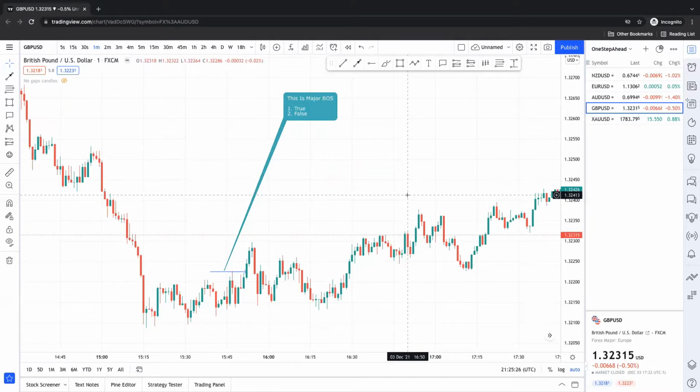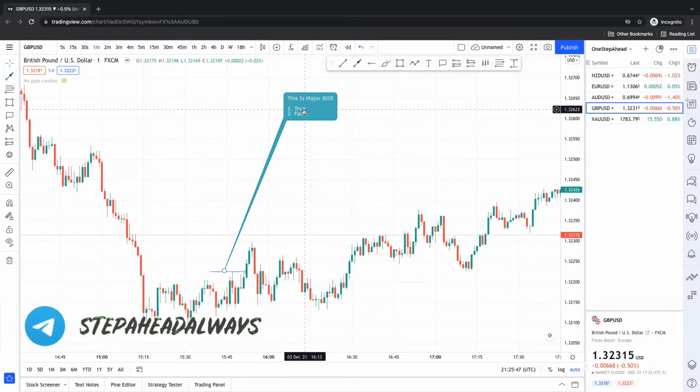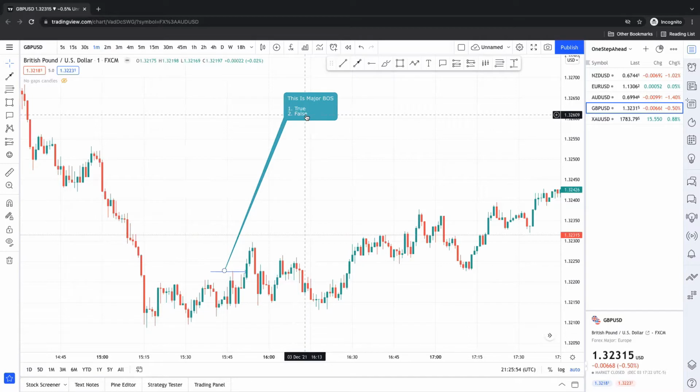So here's the question for you. I will answer at the end of the video. This is a chart, and you see here is a breakup structure, like BOS. I want you to tell me whether this statement is true or false: this is a major BOS. If you think it is true, put 1 in the comment. If it is false, put 2. And if you don't want to comment, just answer in your mind and you will see the answer.